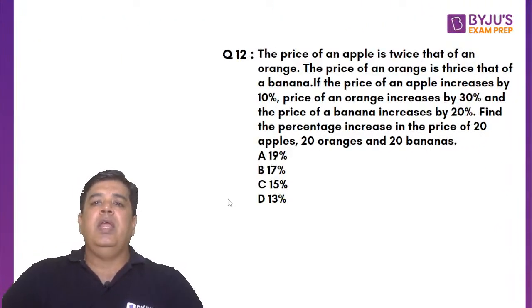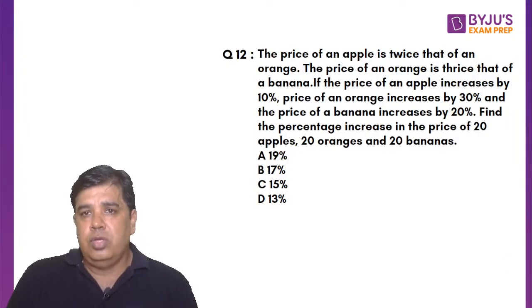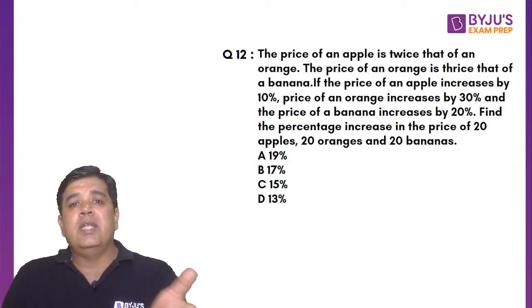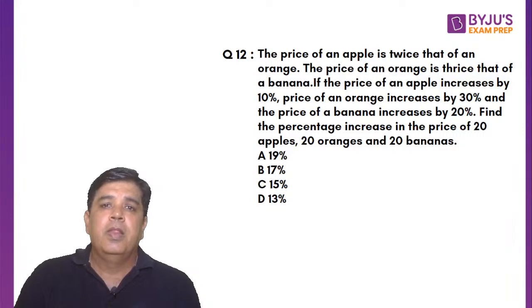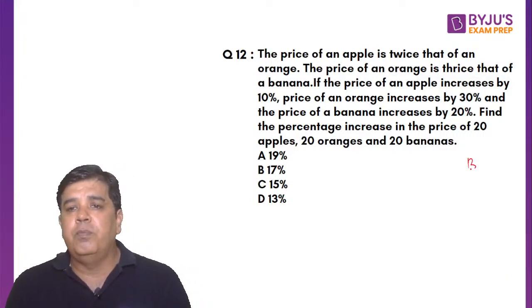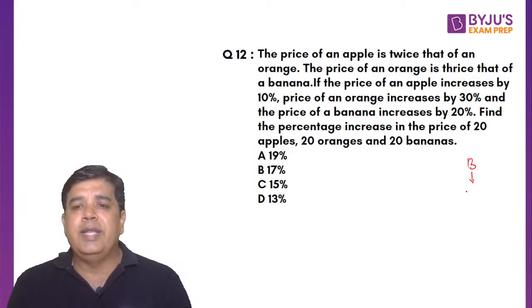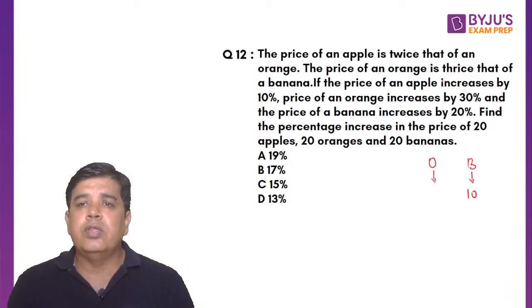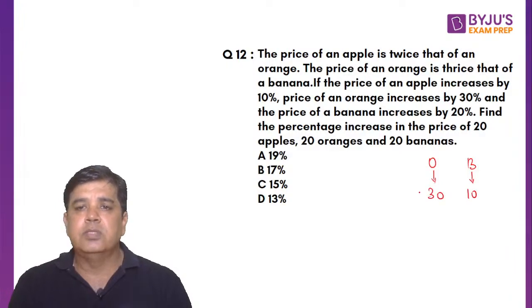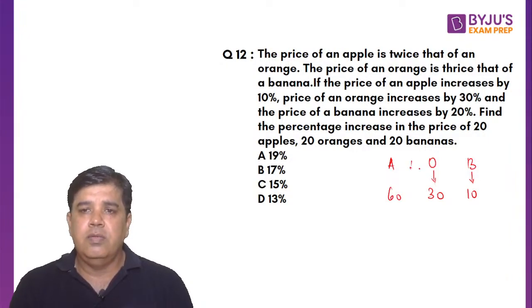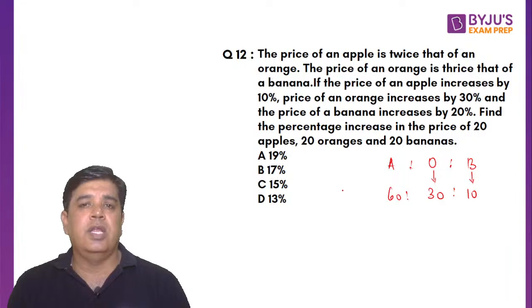The price of an apple is twice that of orange, and the price of an orange is thrice that of banana, right? So if I say that the price of banana is, let's say, 10 rupees, so the price of orange will be 3 times, 30 rupees, and the price of apple will be double of the orange, that is 60 rupees, right? So 6:3:1 is the ratio.